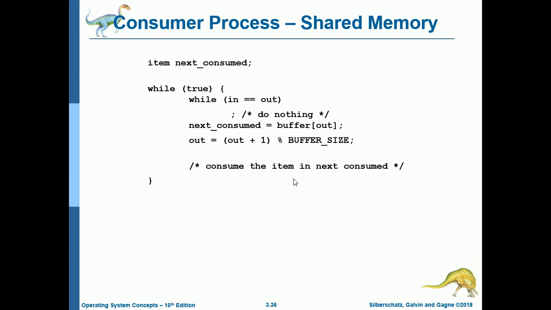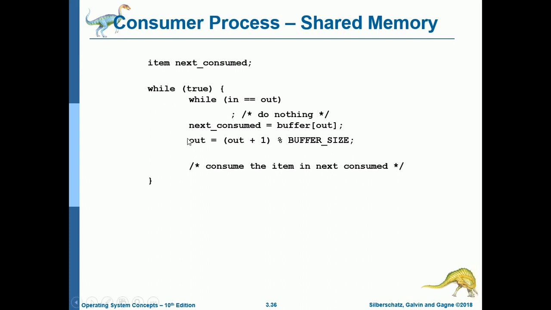Okay, now the consumer process in shared memory. item next_consumed; while true, then while in is equal to out, do nothing. So what does the consumer do? The consumer consumes or uses the item. What's the meaning of in equal to out and then do nothing? It means the buffer is empty. Since the buffer is empty, the consumer cannot consume any item.